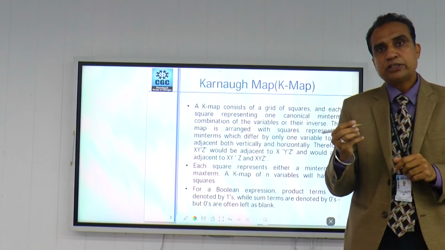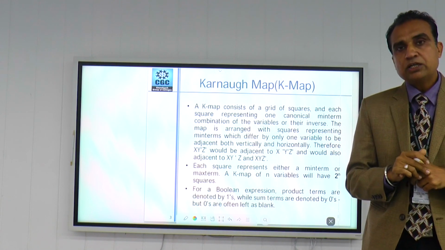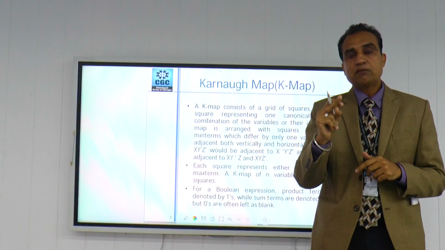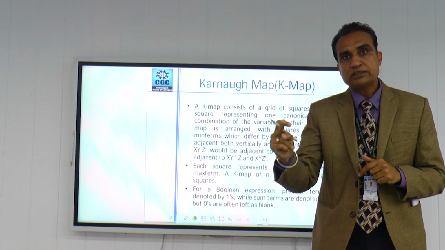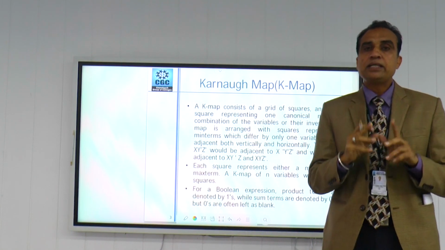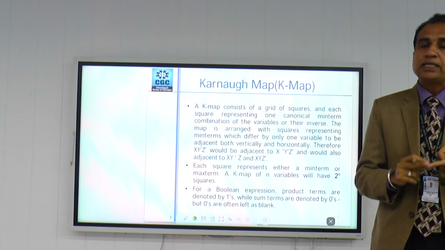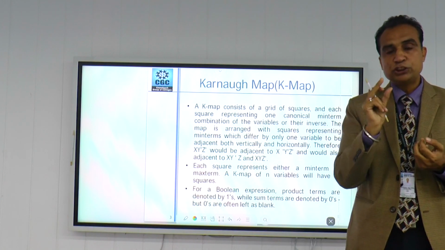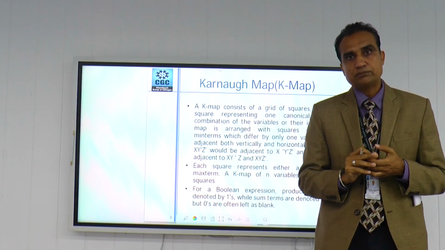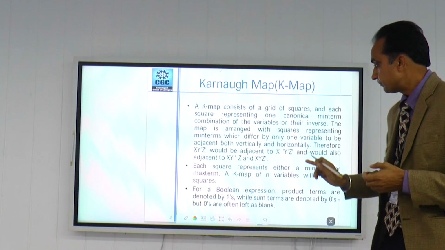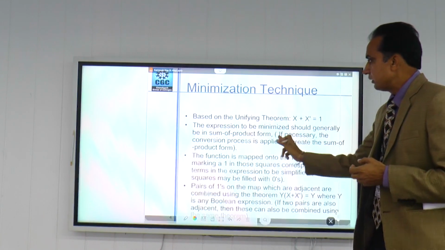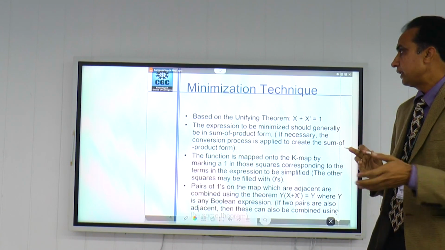Now for each term in case of SOP, we have to put a 1 value in the corresponding square grid of the K-map. In case of POS, we use 0 to denote the max term. This is the denotation of the min terms or max terms in the K-map.